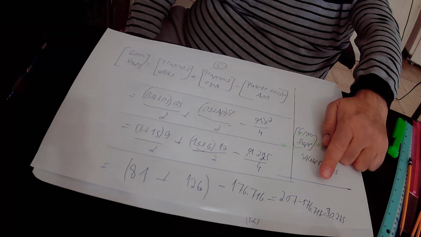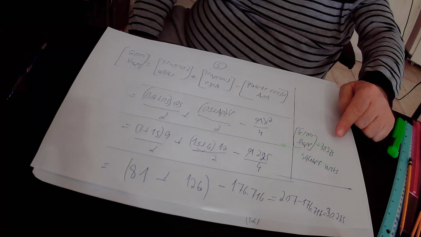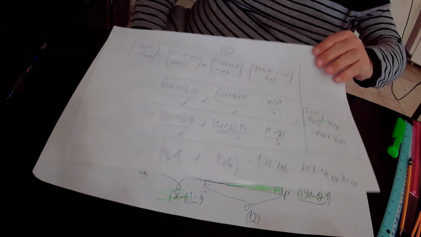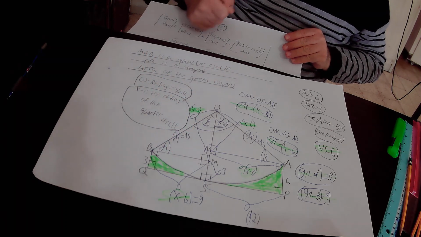So 207 minus 176.716 equals 30.285 square units. So we found out that the area of this green shape equals 30.285 square units.